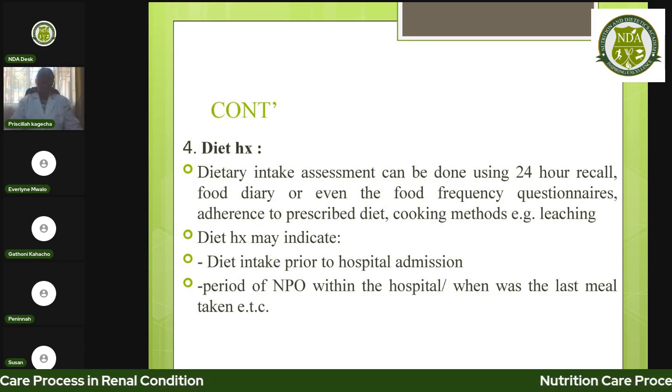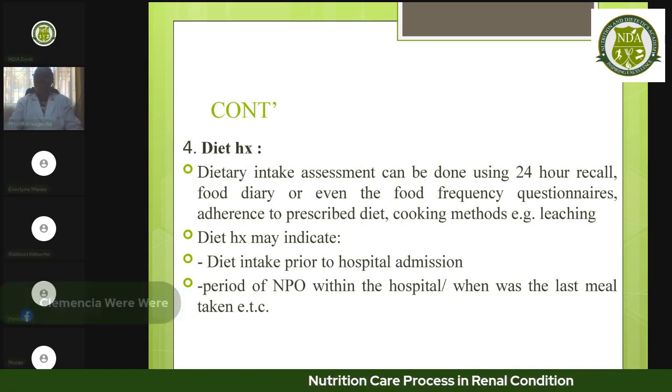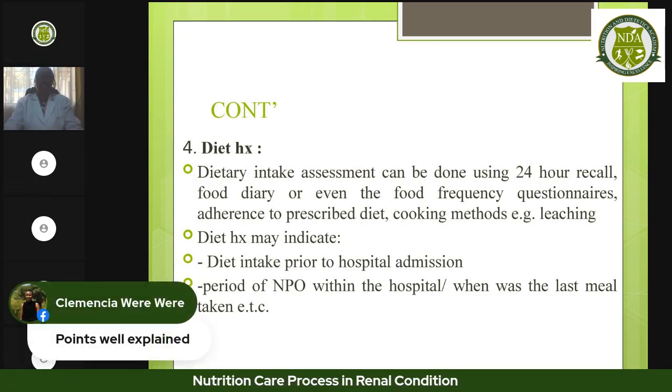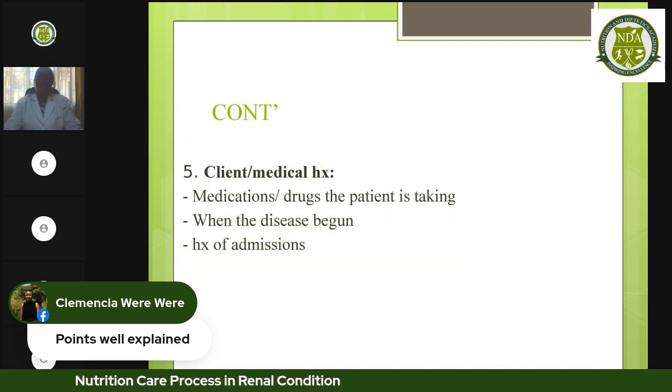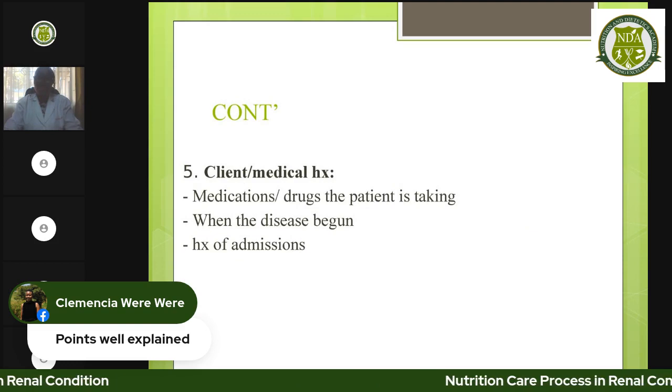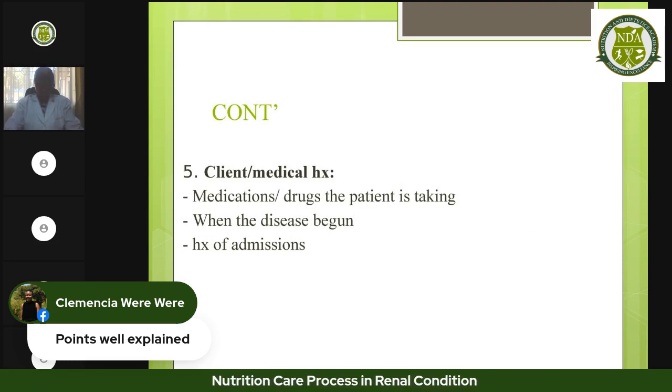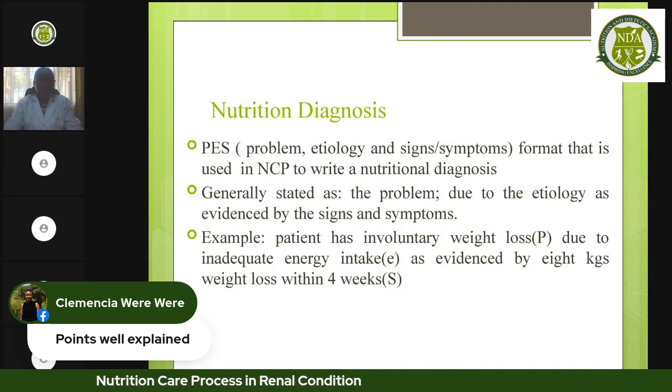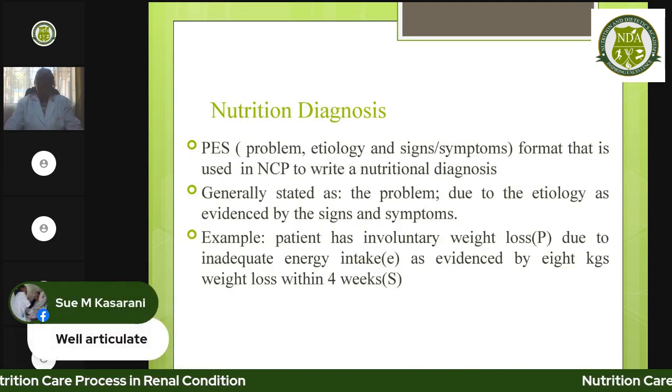So number 2 is the nutrition diagnosis, the second component in the nutrition care process. Number 1, we've talked about nutrition assessment, and we've talked of 5 components. So the next one is nutrition diagnosis. So how do you come up with a nutrition diagnosis?